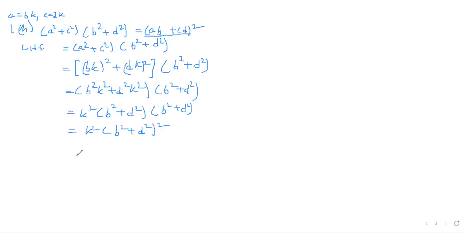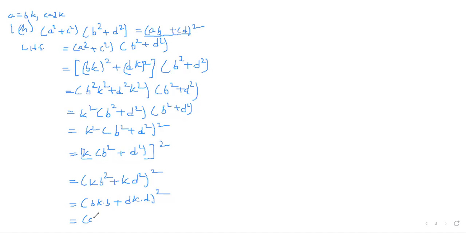And we have to bring AB plus CD whole square. So we write K into B square plus D square inside the bracket whole square equals to, multiply K with the two terms, KB square plus KD square whole square equals to, again it is BK into B plus DK into D whole square, in which BK equals to A. So AB plus DK equals to C. So CD whole square, which is equal to RHS, hence proved.